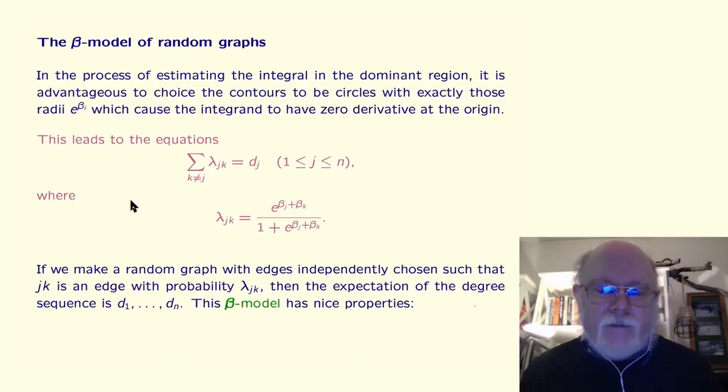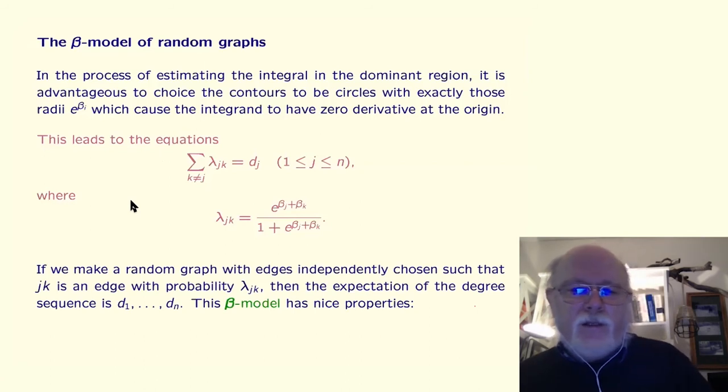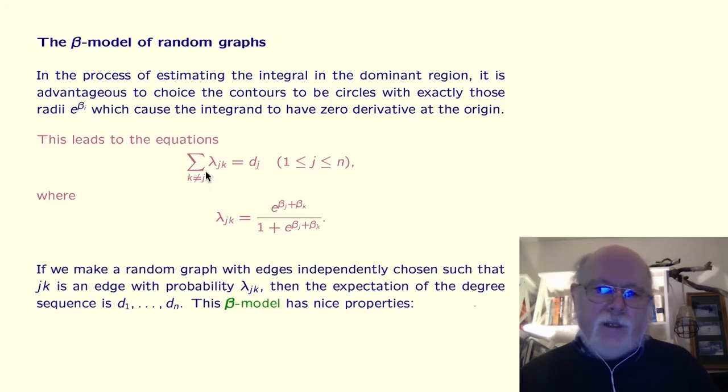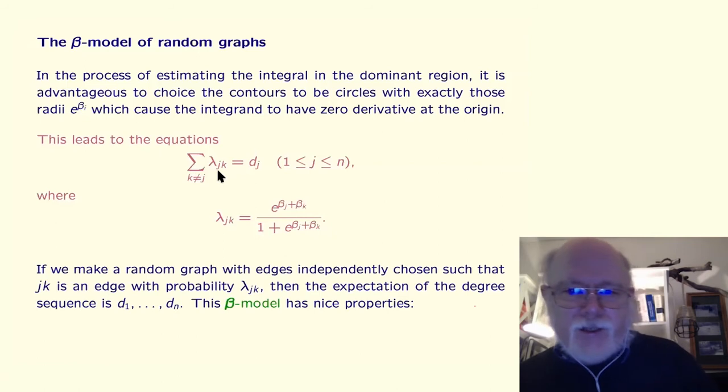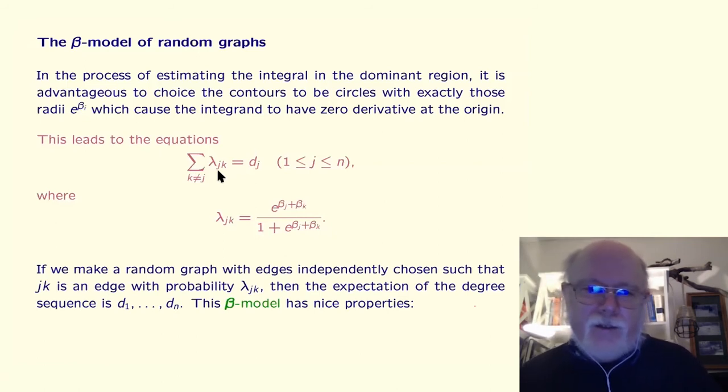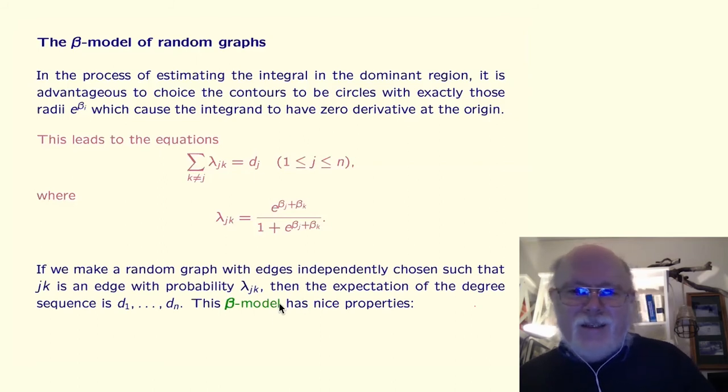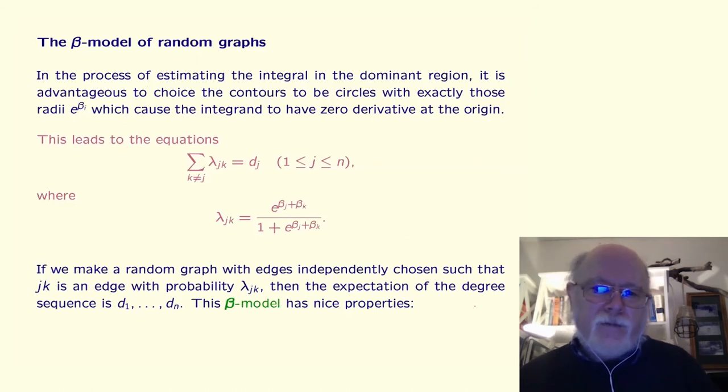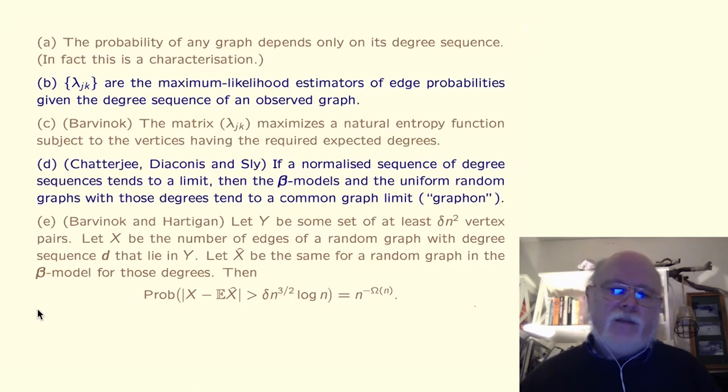If you make a random graph so that jk is an edge independently with probability lambda jk, then what these beta equations say is that the expectation of the degree sequence is d1 up to dn. So the sum of the probabilities of the edges incident with vertex j is dj. And so the beta model of random graphs has as its expected degree sequence the degree sequence we started with. And this has lots of nice properties.